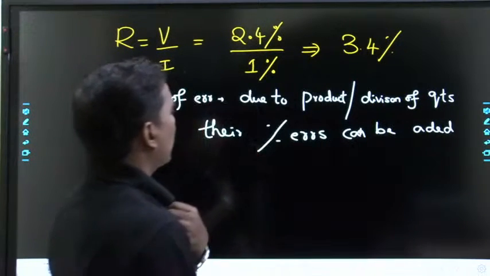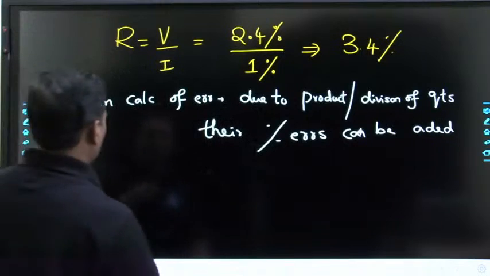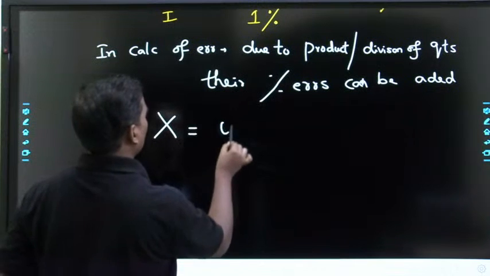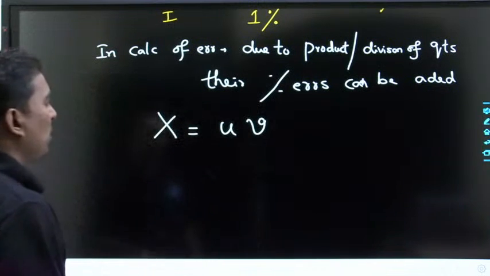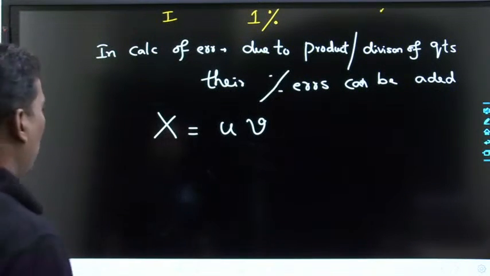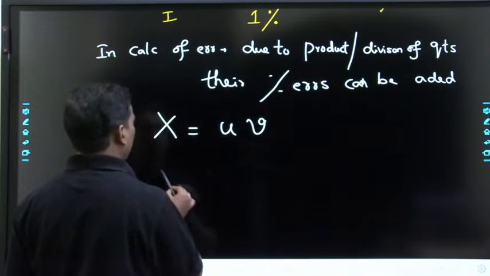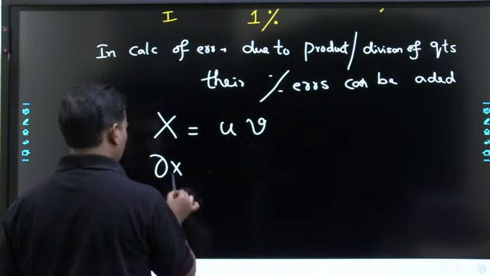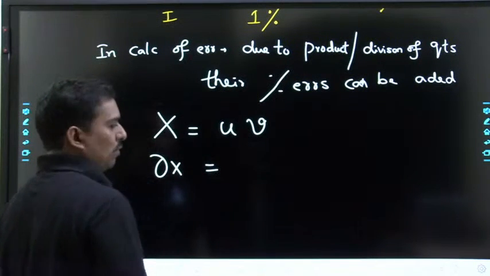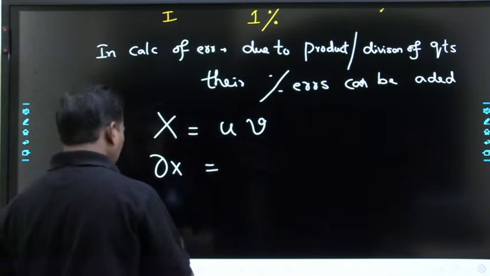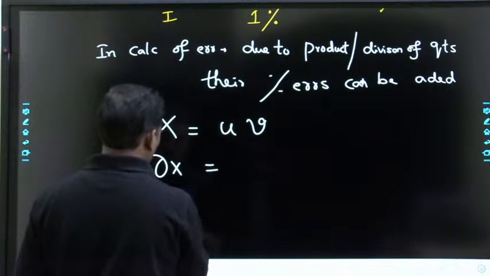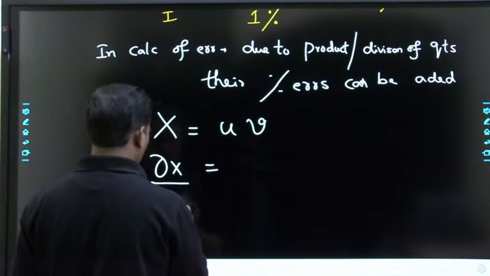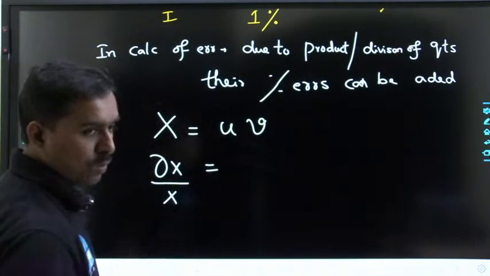Their percentage errors can be added. See, you can write like this. Suppose you take x is equal to uv. If you take this particular dou x, dou x with respect to x.